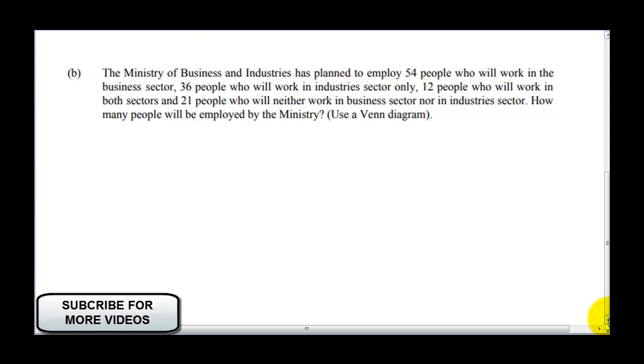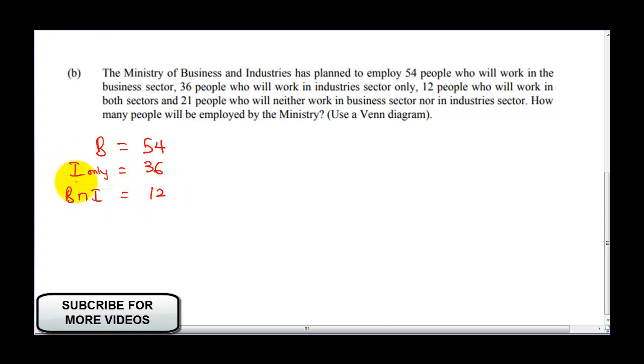Now, in order to be able to draw the Venn diagram for this, we need to get what the question is saying. Notice it says, the Ministry of Business and Industry has planned to employ 54 people who work in the business sector. Therefore, business sector is going to be B, that's 54 people. Now, 36 people who work in the industry sector only. That's I only, which is 36. Then 12 people who work in both sectors. That means B intersection I, both business and industry, we have 12 people.